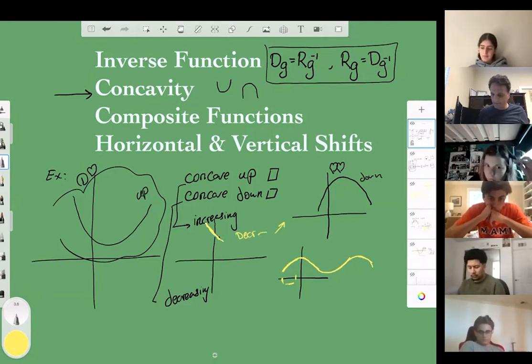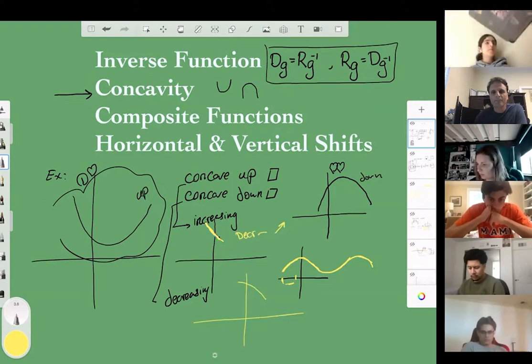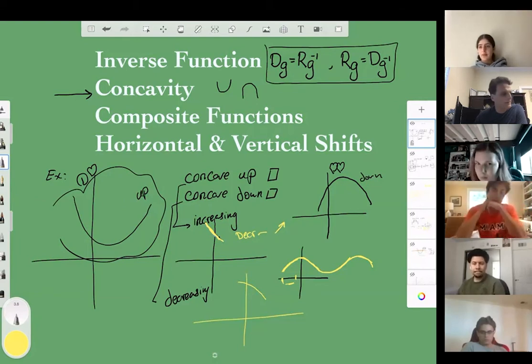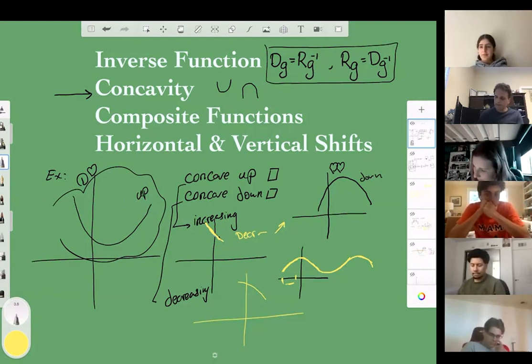Let me have another example. What about this one? Concave down. Is that increasing or decreasing? Decreasing. Decreasing and concave down. Very good.